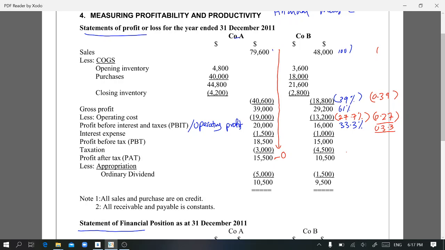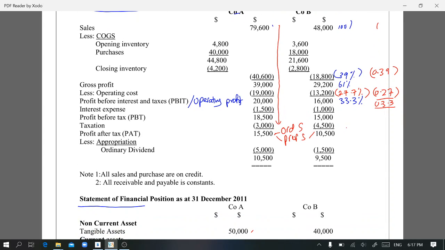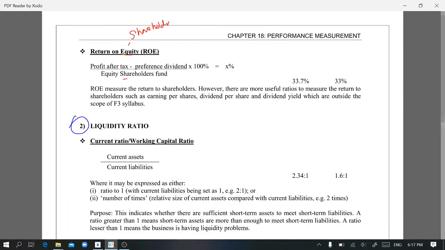And I have ordinary shareholder, I have preference shareholder. Ordinary and preference. Who must I pay first? I must pay preference shareholder first. The balance only belongs to ordinary shareholder. So this example has got no preference shareholder. So 15,005, minus preference shareholder, the balance will belong to ordinary shareholder.